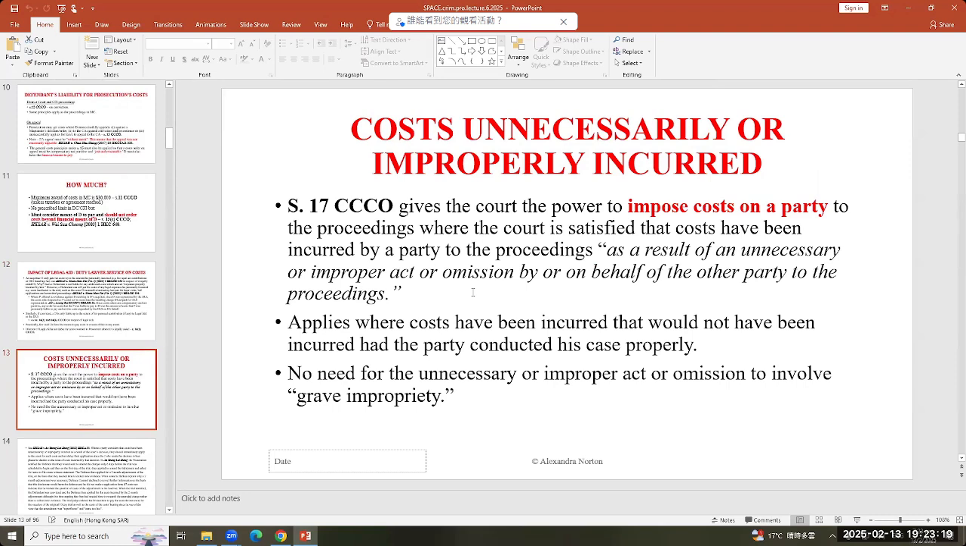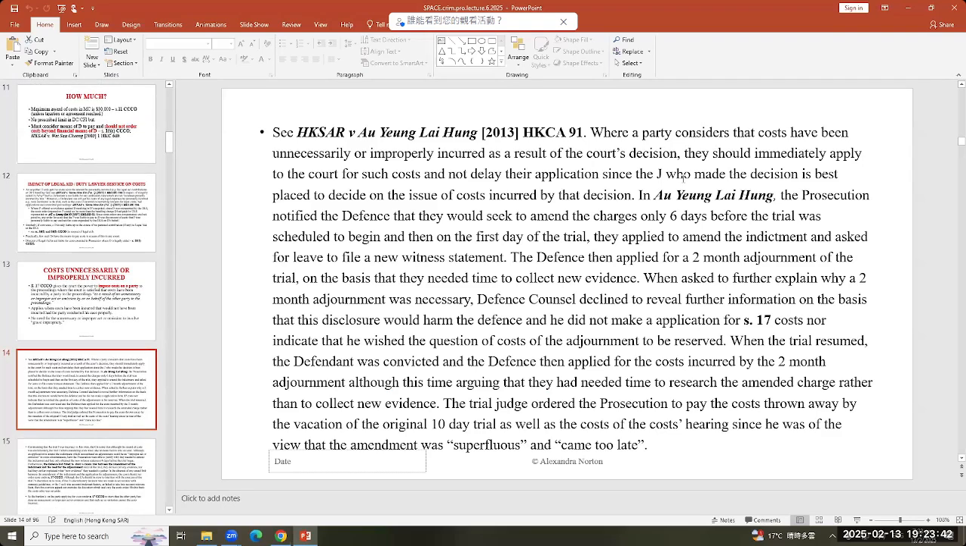Section 17 of the Costs in Criminal Cases Ordinance is important because this is the power of the court to impose a cost order where it feels that costs have been unnecessarily or improperly incurred. And there's no need for any grave impropriety to be proved.